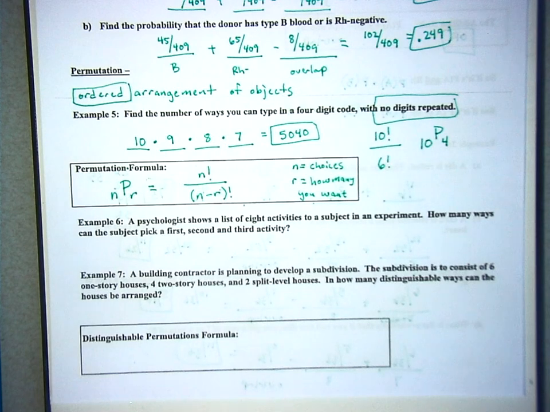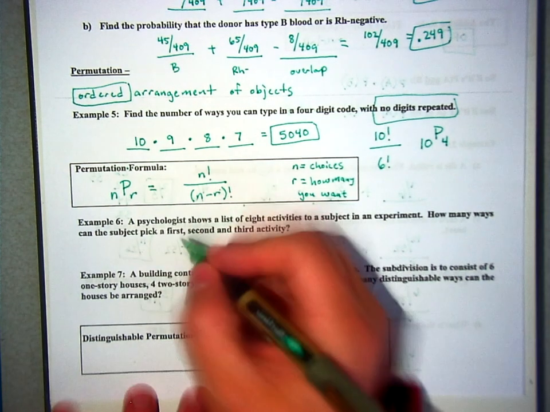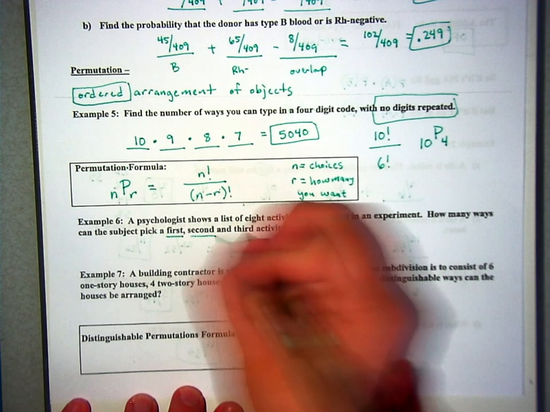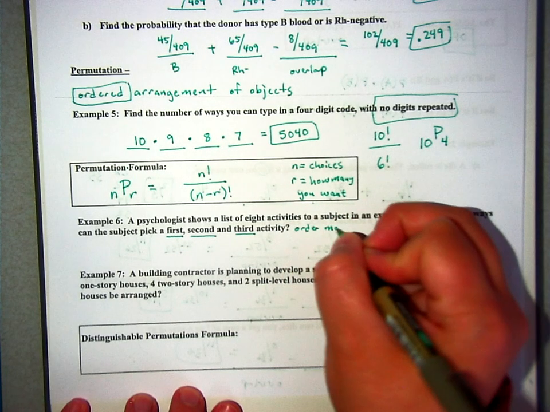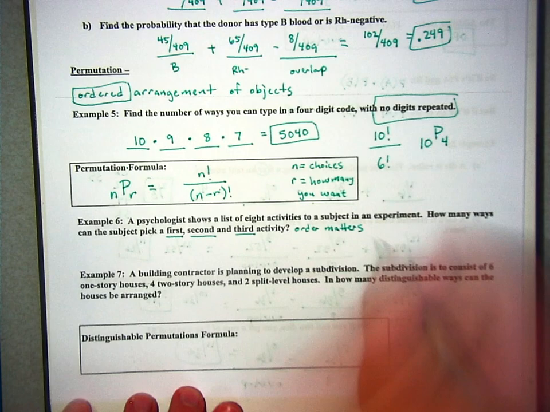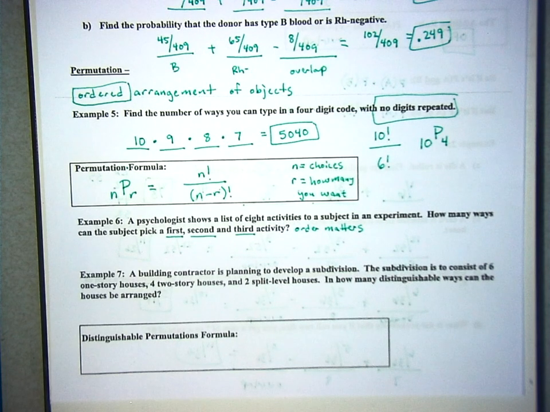All right, a psychologist shows a list of 8 activities to a subject in an experiment. How many ways can the subject pick a first, second, and third activity? Do you see how it says the words first, second, and third? That implies that the order matters. As in, we care which one comes first, which one comes second, which one comes third, which says that it's going to be a permutation.